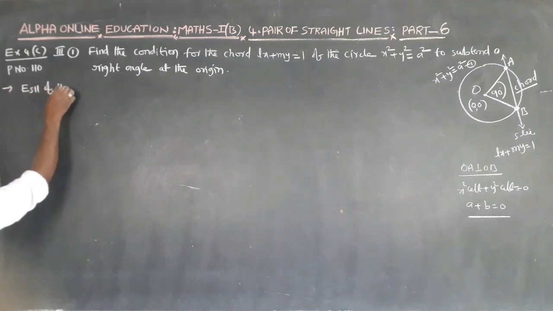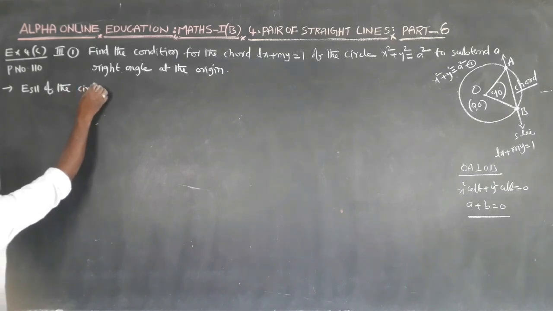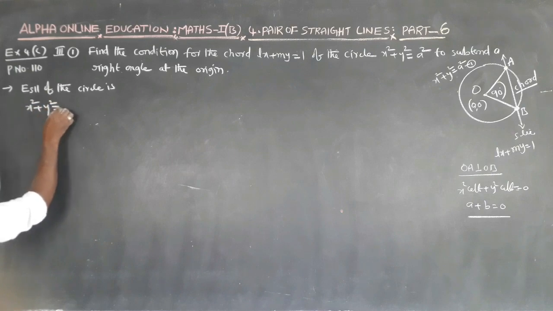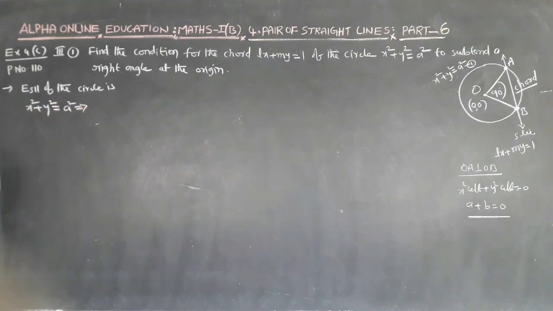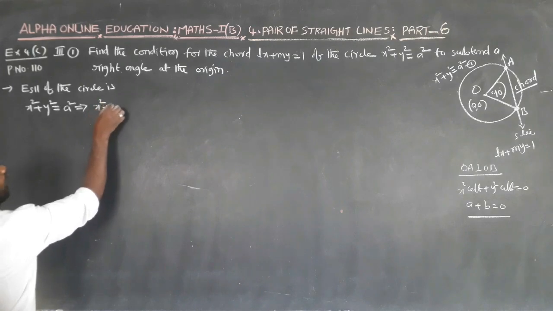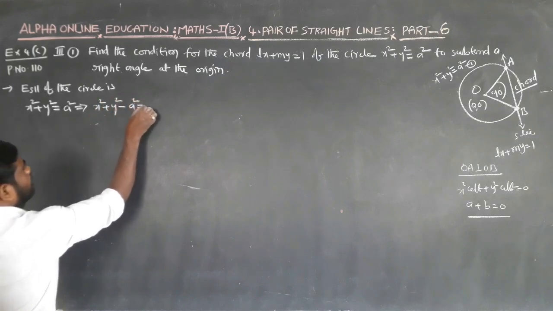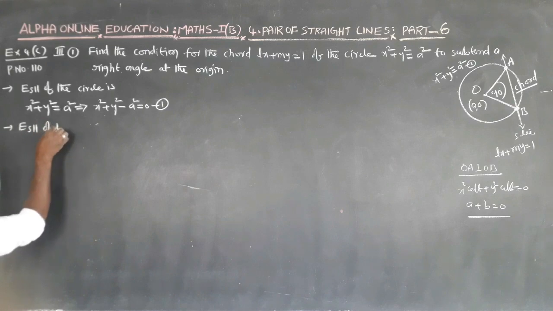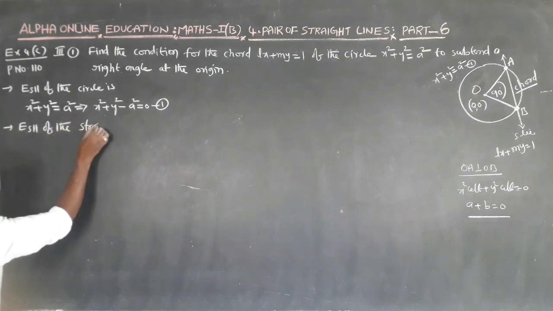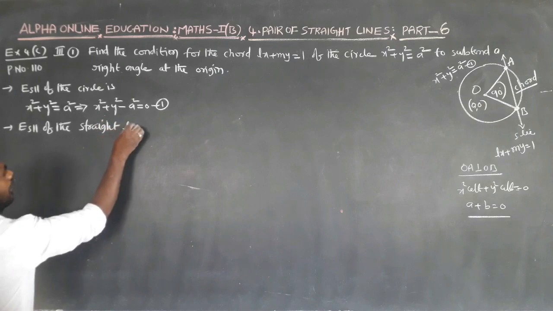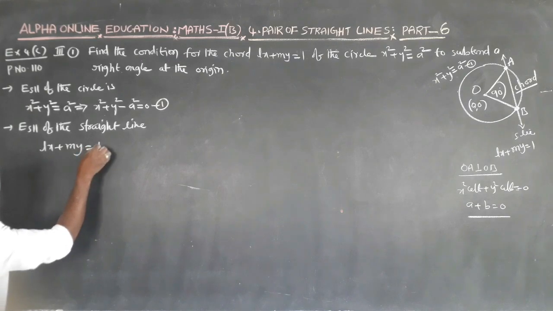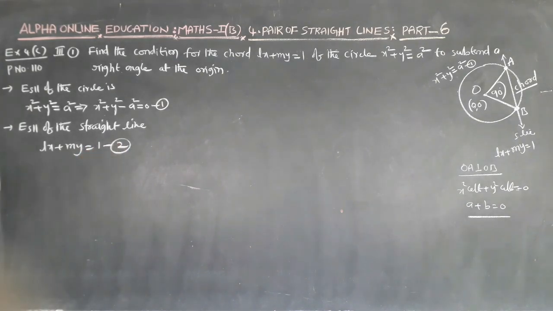equation of the circle. Equation of the circle is x square plus y square is equal to a square. It can be written in the form x square plus y square minus a square equal to 0. Next one is equation of the straight line. Equation of the straight line: lx plus my is equal to 1.